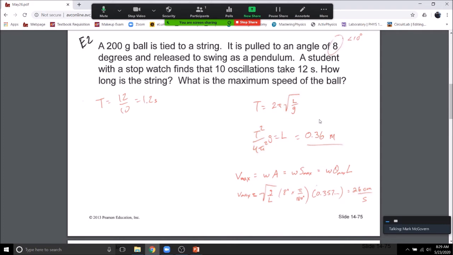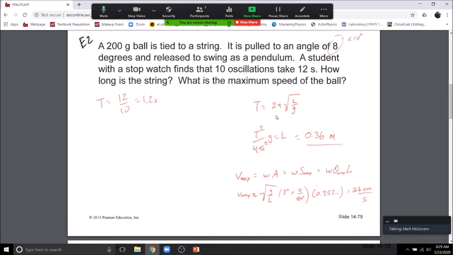So our equation to figure out the period is always going to be T equals 2 pi over omega. You just have to put in the appropriate omega. So when you put that in here, you end up getting that the period is 2 pi radical L over g. We rearrange the equation and solve for L. We get 0.36 meters.